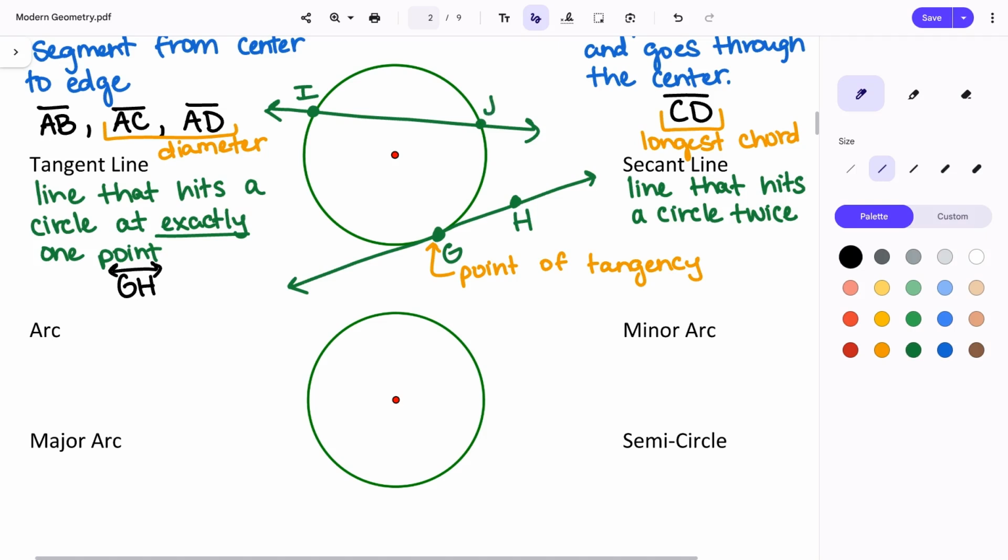And just like we did with a tangent line, when we're naming the secant line, you just use 2 points. So I and J or JI, it doesn't matter the order. And you put the line with the arrows above it. So that would be a secant line. So tangents hit the outside, secants have to go through the circle and hit it twice. Questions on the difference between those two?